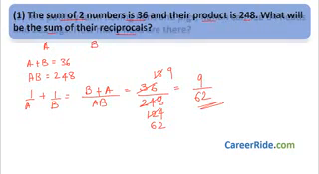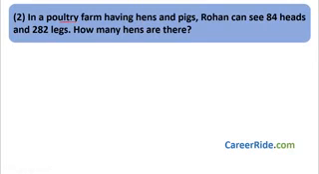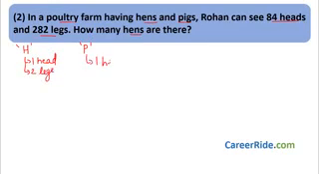Moving to question number 2. In a poultry farm having hens and pigs, Rohan can see 84 heads and 282 legs. How many hens are there? Now this is a favorite kind of sum of any exam. They give you the number of heads and legs and ask you how many animals there are. Over here, let the number of hens be H and let the number of pigs be P. Now a hen has 1 head and 2 legs, and a pig has 1 head and 4 legs.